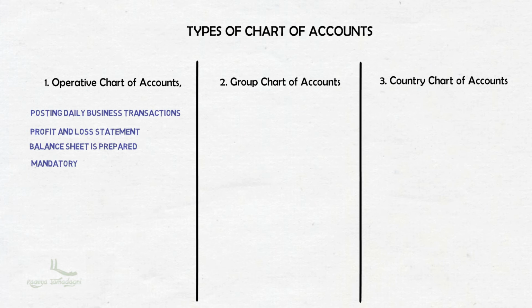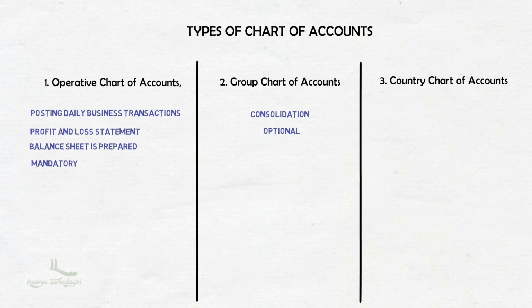And next we have is group chart of accounts. This was about the operative chart of accounts. Next comes the second type, that is group chart of accounts. What is this? The group chart of account is used for consolidation purpose. And it is always optional to define in the system.